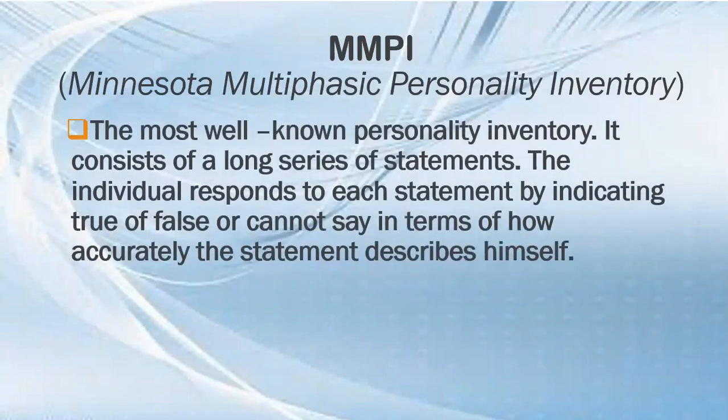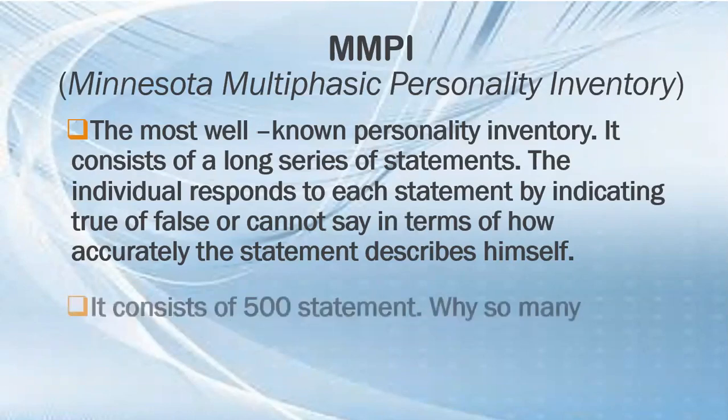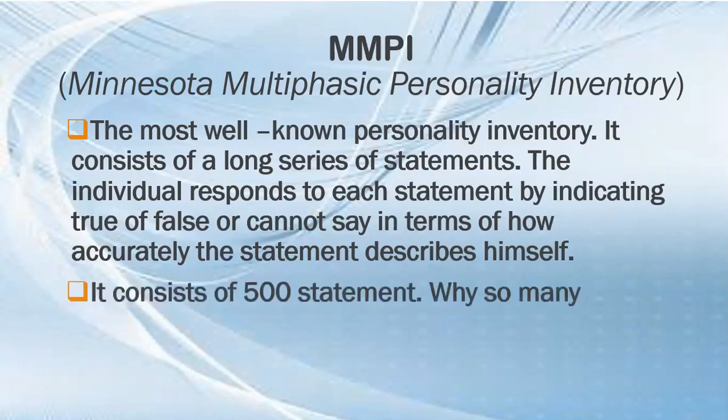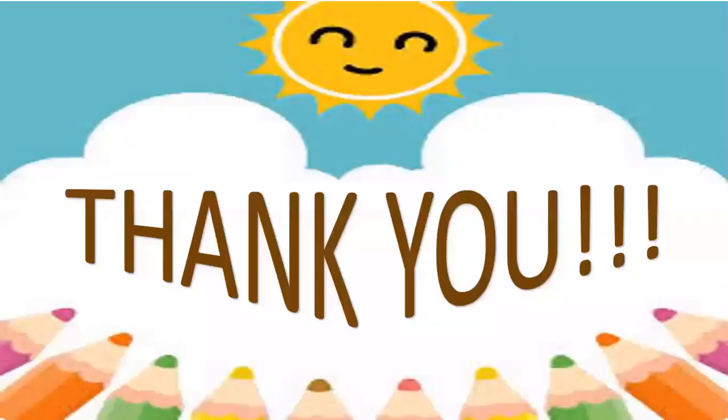Okay, what do you mean by Minnesota Multiphasic Personality Inventory? It is the most well-known personality inventory. It consists of a long series of statements. The individual responds to a statement by indicating true or false, or cannot say, in terms of how accurately the statement describes himself. Yeah, it consists of 500 statements.